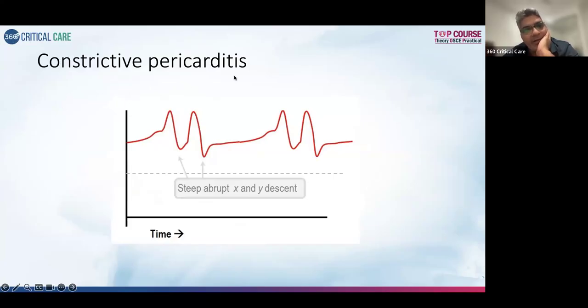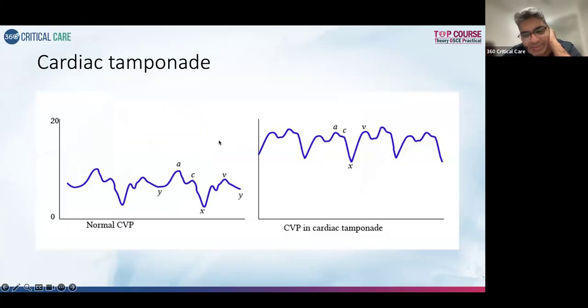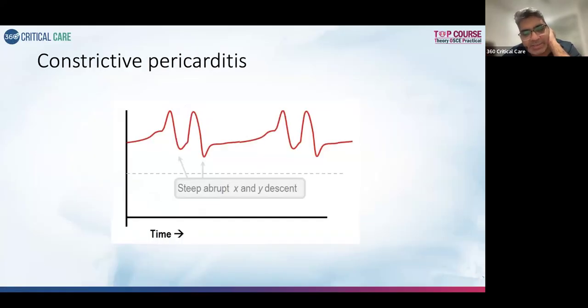So constrictive pericarditis is stiffness of the cardiac pericardium. Stiffness goes to stiffness of X and Y descent. So very stiff X and Y descent happens in constrictive pericarditis. Now the physiology of that is complicated. You have to read why it happens. But remember that tamponade has one, the Y descent, absent. Constrictive pericarditis has stiff X and Y descent because the cardiac chambers become stiff.